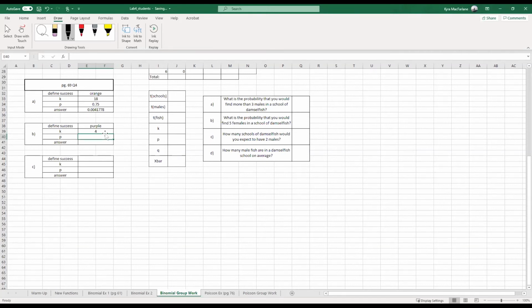Again, our probability of success is now reversed, so it's 0.25. So what's the probability using the binomial.dist function? For all purple, so 4 out of 4 trials.